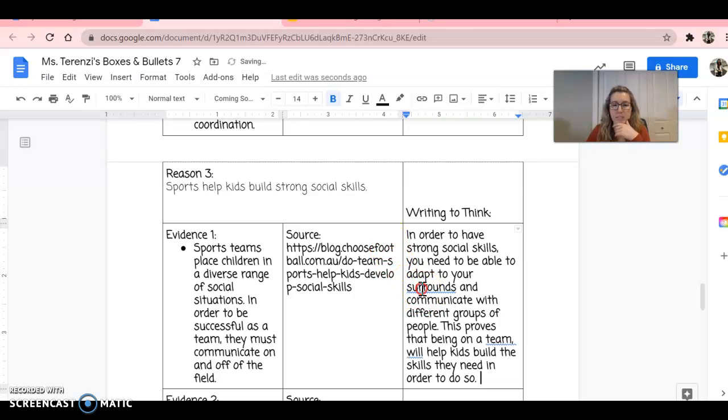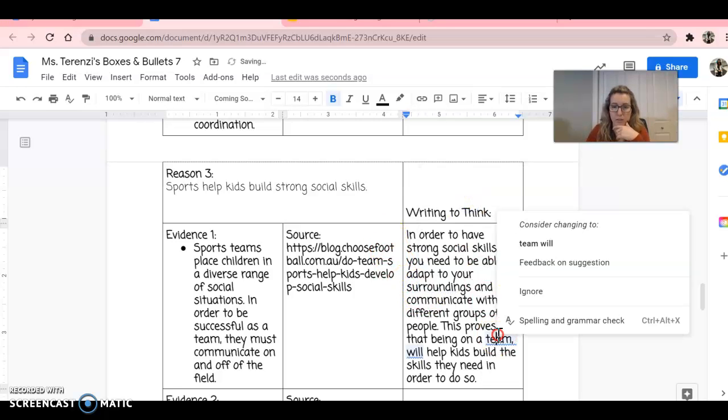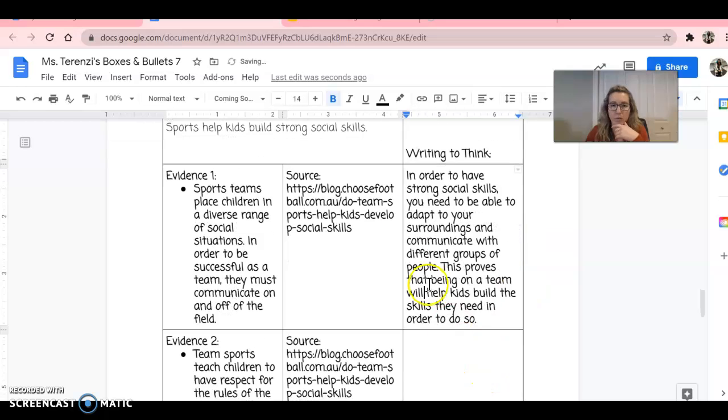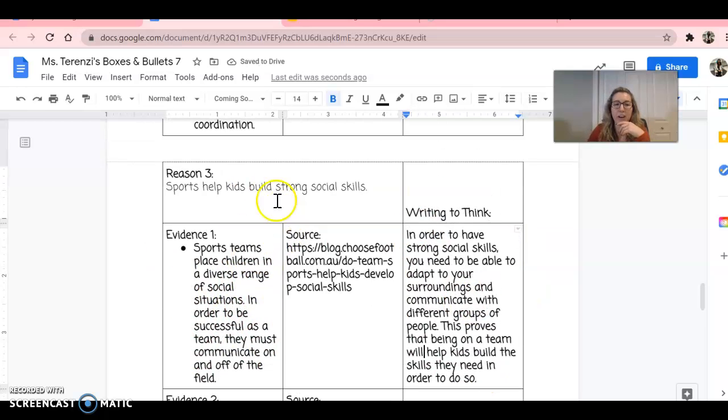Okay, now it doesn't have to be exactly how you want to include it in your paper. You can always go back and revise. But do you see how I am proving that this piece of evidence supports this reason? But I'm not necessarily restating it. I'm including my own thoughts. So I said, in order to have strong social skills, you need to be able to adapt to your surroundings. Well, I talked about being in different surroundings, in a diverse range of social situations.